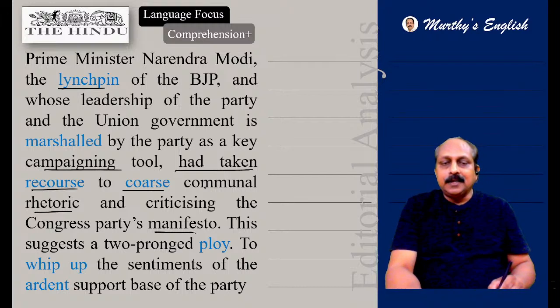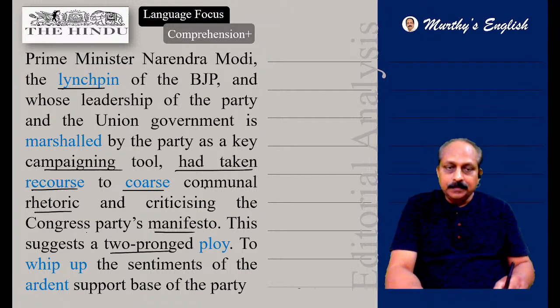Obviously, any party at the time of elections takes two approaches. One, it tries to talk about its own thing, the manifesto. Second, it tries to attack the opposition party's manifesto. This suggests a two-pronged ploy. Usually, parties take a two-pronged ploy to whip up the sentiments of the ardent support base of the party.